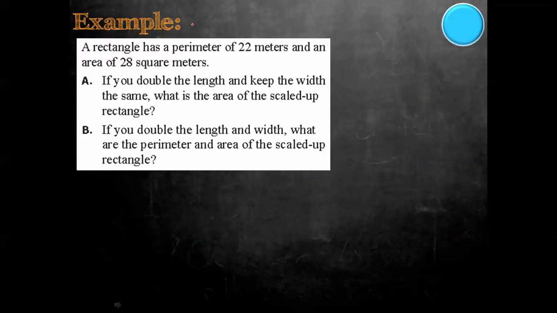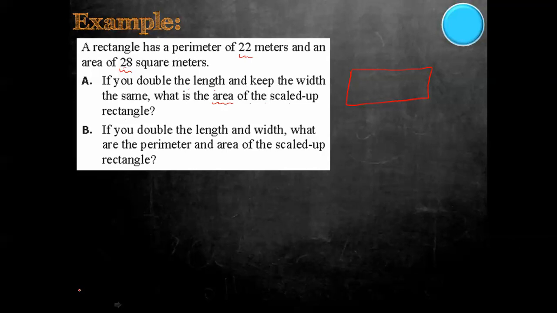So for example here, a rectangle has a perimeter of 22 meters and an area of 28 square meters. The perimeter is 22, area is 28. If you double the length and keep the width the same, what is the area of the scaled up rectangle?